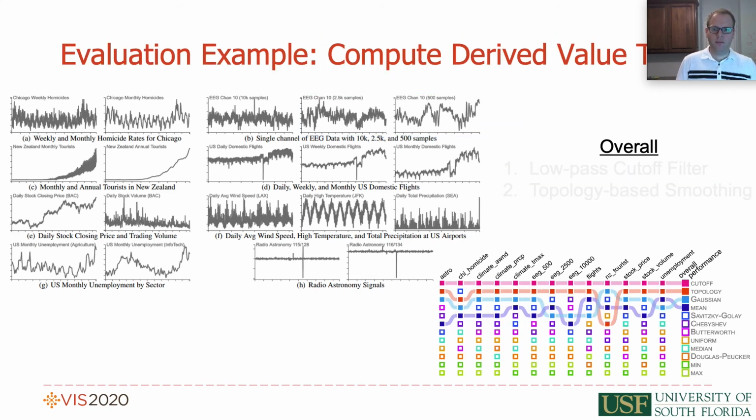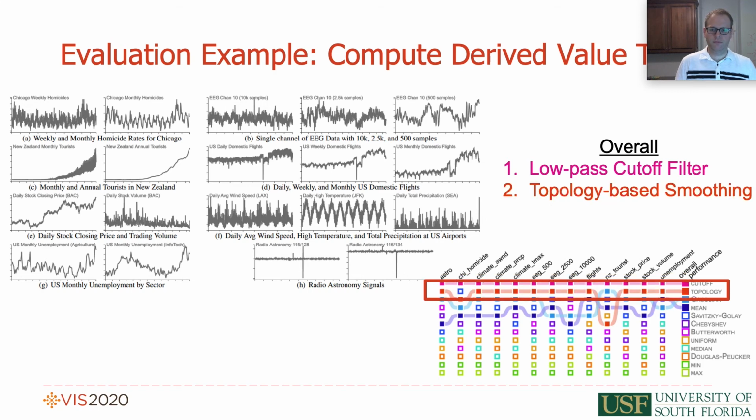Here we see another example for the task of computing a derived value. This task had a single universal winner, which was the low-pass cutoff filter. It performed the best on all data types tested. The second best method overall was the topology-based smoothing, which performed second best for all except 2 datasets. Of course, these examples have covered just 3 of the 8 tasks that we analyzed. The remaining are, of course, enumerated in our paper.